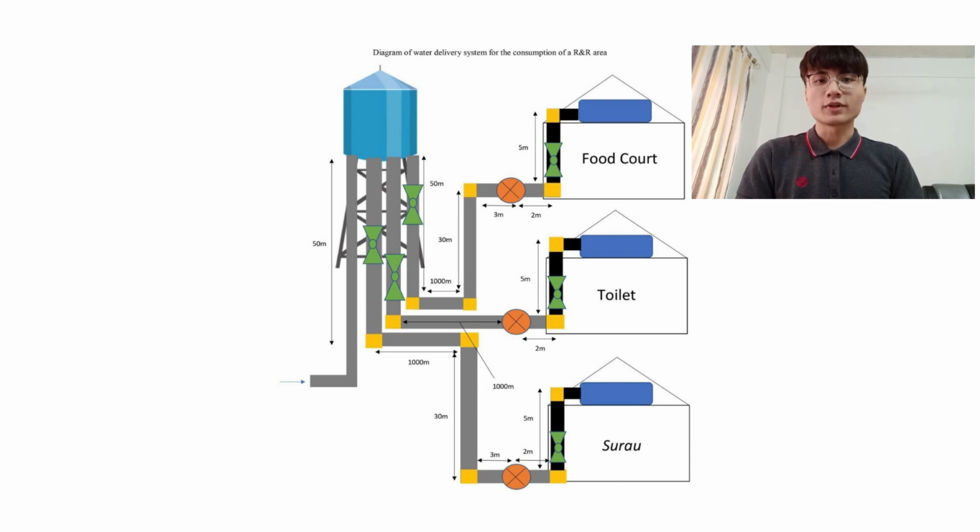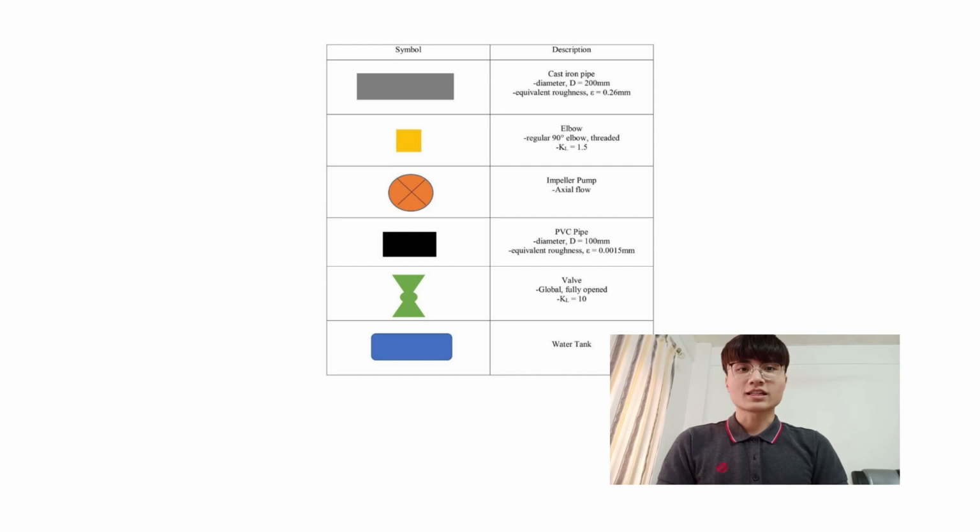Therefore, we came up with a design which will prevent this situation. We connect the pipeline separately for each water tank. This will not affect the flow rate because they are all independent of each other. So these are the materials that we decided to use.